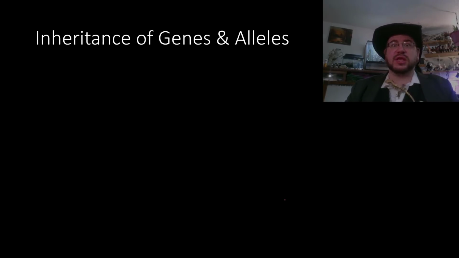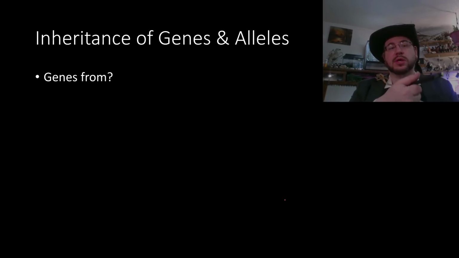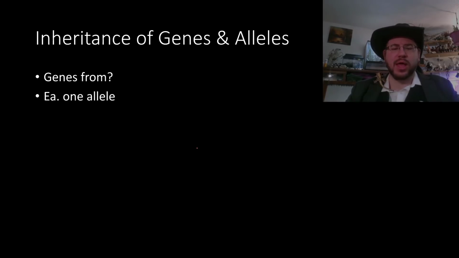So, genes and alleles are inherited from, anyone want to take a guess? That's right, mom and dad. Mom and dad are the people from whom your genes and alleles are inherited. And each one gives you one allele. Now, this is important because everyone has a pair of alleles for each gene.